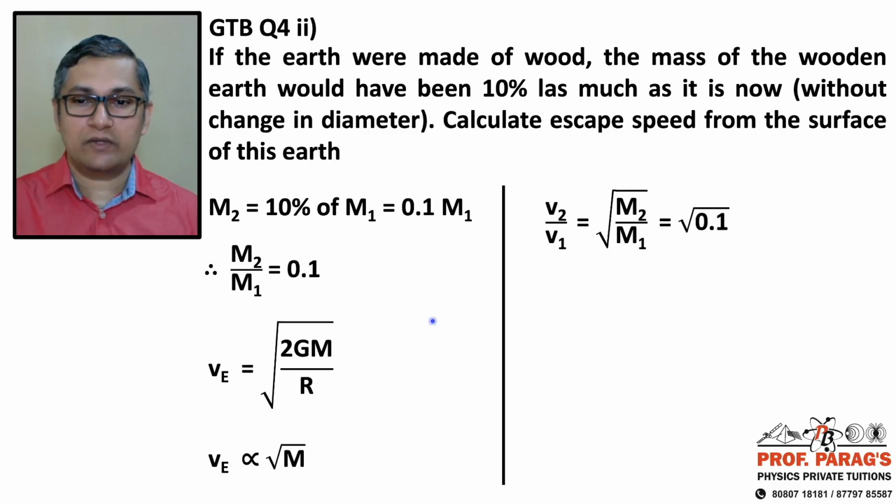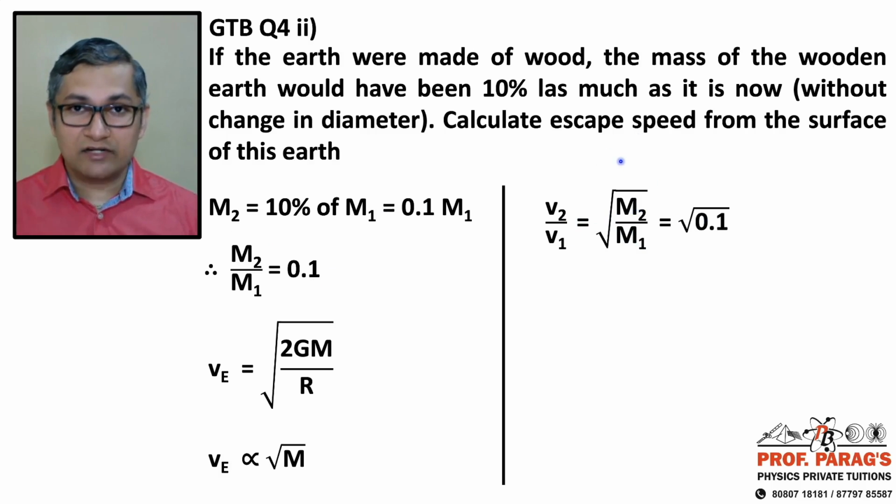Again, the sequence will remain the same. 2 by 1 here in the LHS and 2 by 1 in the RHS again. Why? Because it's directly proportional. If it was inverse, then I would have made V2 by V1 is root of M1 by M2. But since it is directly proportional, we will keep the sequence the same, 2 by 1, 2 by 1. And we know this M2 by M1 is basically 0.1. So put that number 0.1.